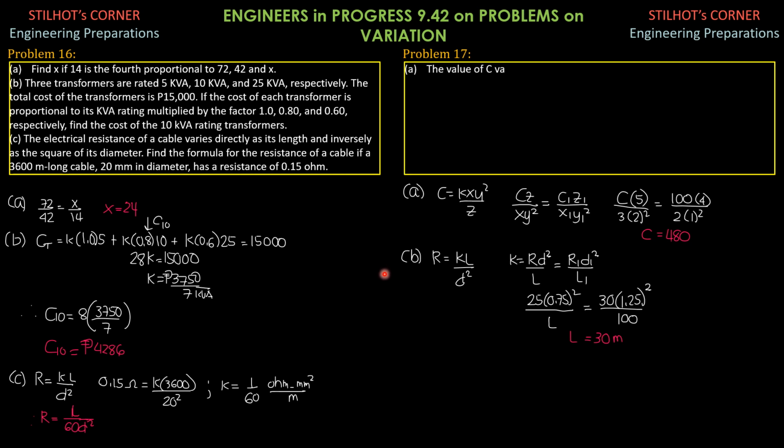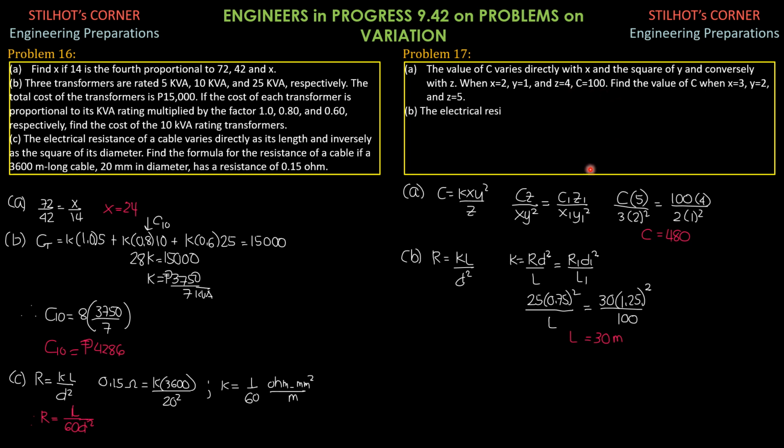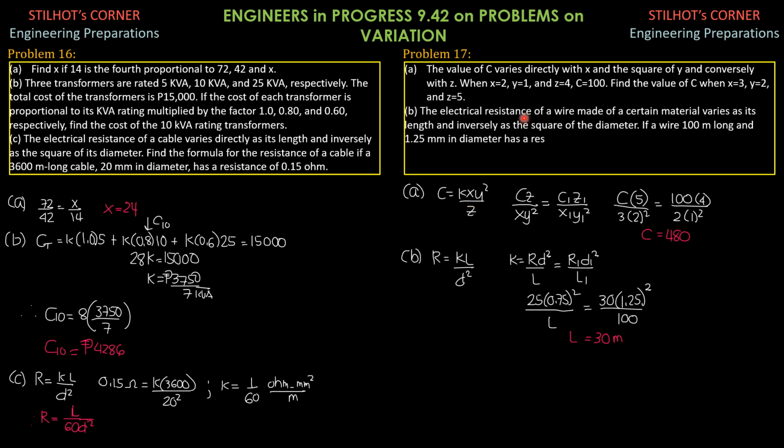Problem 17. The value of C varies directly with X and the square of Y, and inversely with Z. When X is 2, Y is 1, and Z is 4, C is 100. Find the value of C when X is 3, Y is 2, and Z is 5. In this problem, we bypass the constant; it's not important. So C is equal to a constant of proportionality K, varies directly with X and the square of Y, so X Y square, and inversely with Z, so divided by Z. Solving for K, K is C Z over X Y square.